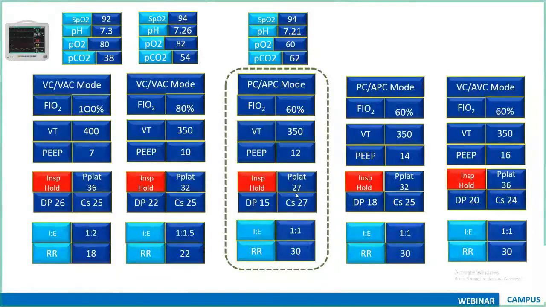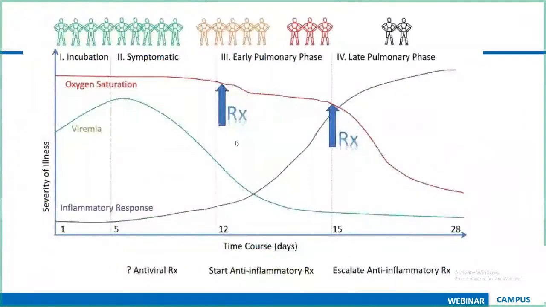Okay. So once you see that the compliance is dipping, you have to stop at that point and come back to the previous value. You don't have to again recruit more and see whether it is improving. This is how you do the incremental PEEP titration.